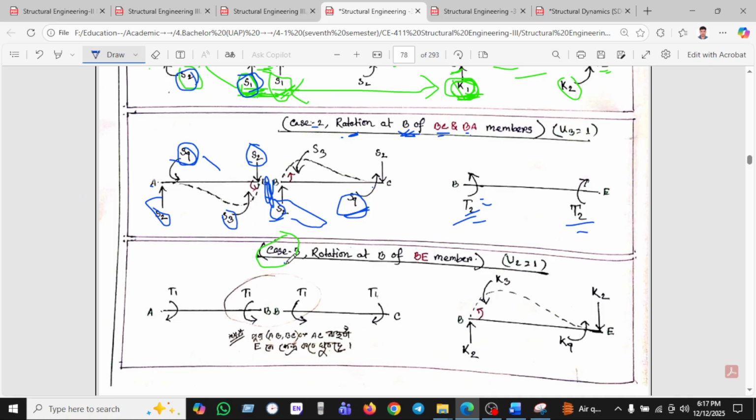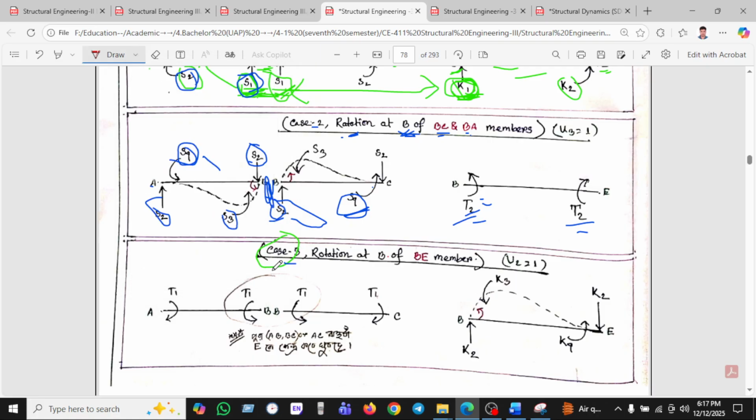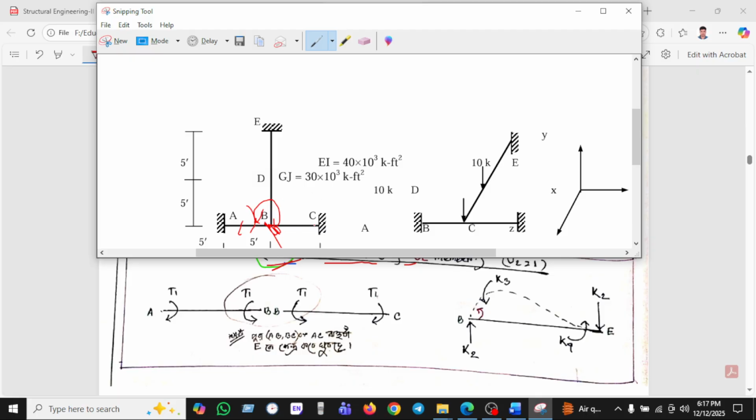In the same way, case 3 we have seen, I'm just changing the color to red. Case 3 is the rotation at BE. Now we will apply the rotation to the member BE. What is the BE member? This is the BE member.